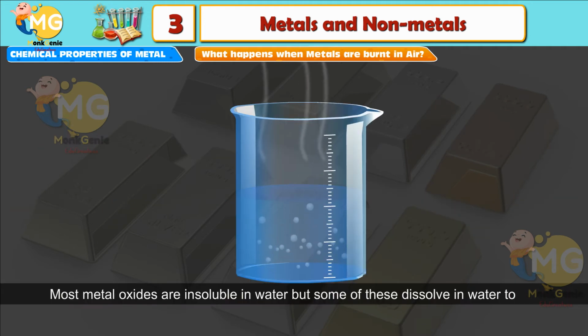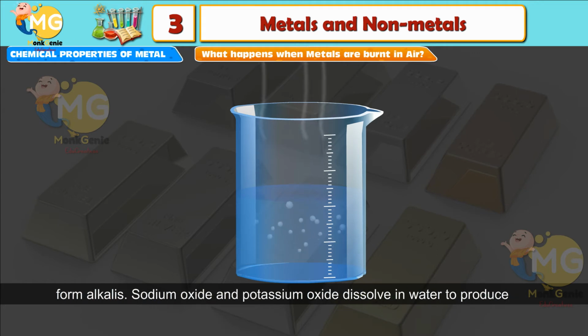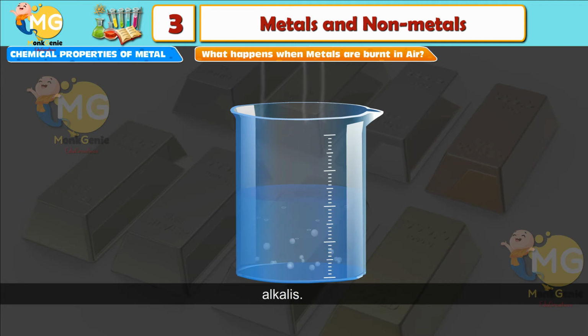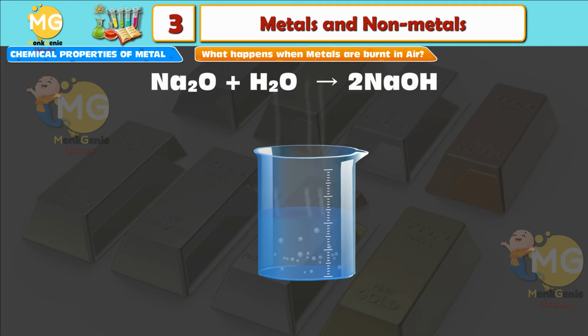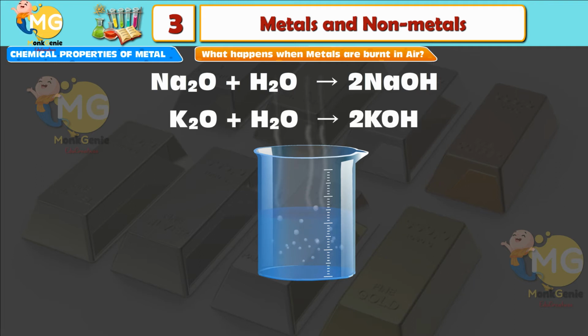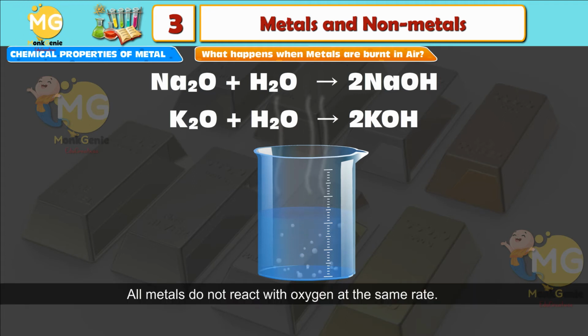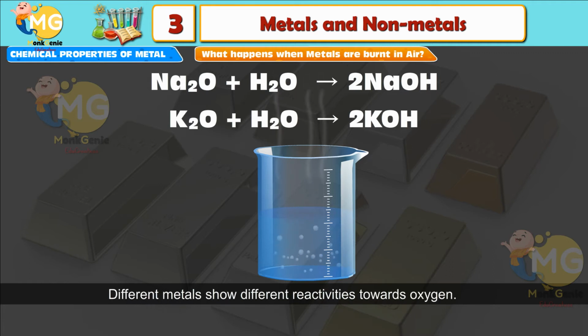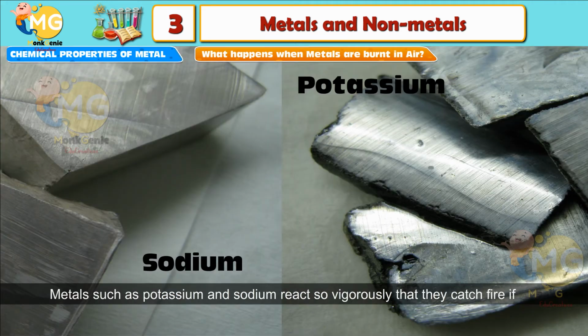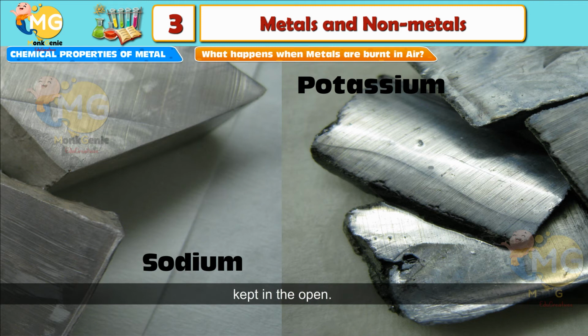Most metal oxides are insoluble in water, but some of these dissolve in water to form alkalis. Sodium oxide and potassium oxide dissolve in water to produce alkalis. Na2O plus H2O is equal to 2NaOH. K2O plus H2O is equal to 2KOH. All metals do not react with oxygen at the same rate. Different metals show different reactivities towards oxygen. Metals such as potassium and sodium react so vigorously that they catch fire if kept in the open.